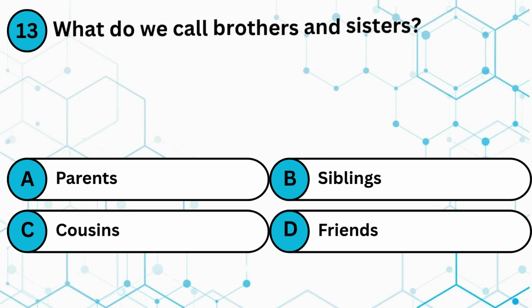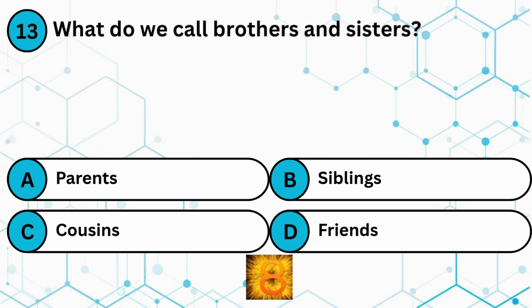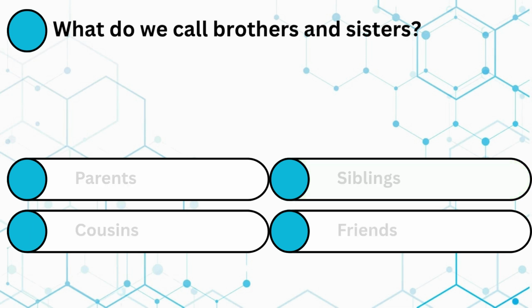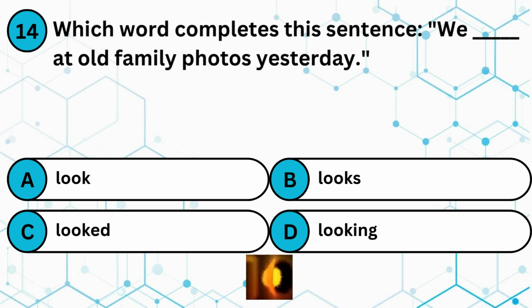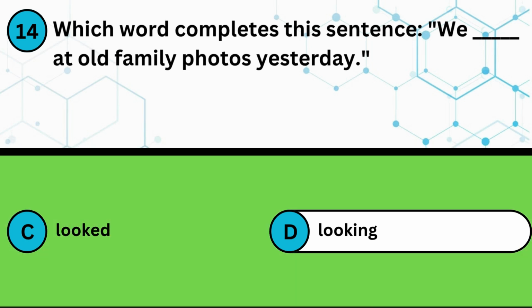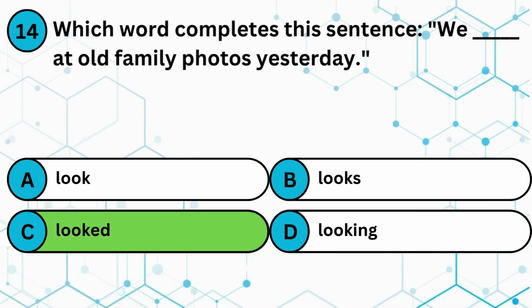What do we call brothers and sisters? Correct answer is siblings. Which word completes this sentence? We underscore at old family photos yesterday. Correct answer is looked.